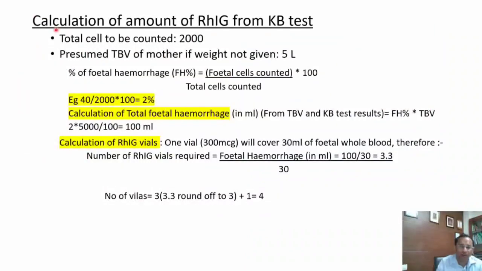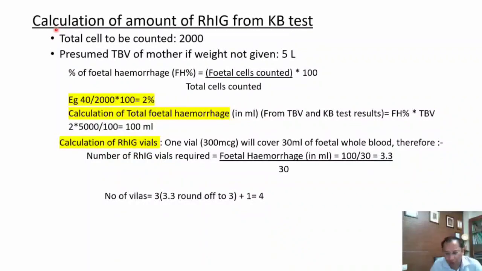Coming to the main part of the topic, that is calculation of the amount of Rh immunoglobulin from the KB test. It is very simple. You just need to go through this once, and with the examples try to calculate your own dose, and I think that should be it. So what you need to do is count 2000 cells under the microscope after you have done the KB staining. So once you have that, you have 2000 cells. Then you calculate the number of fetal cells and note it down, like you do in a cell counter.